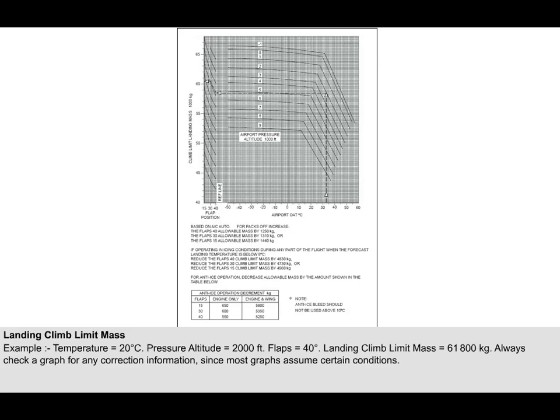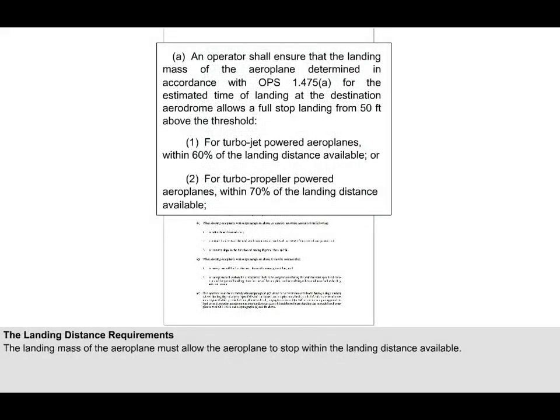But remember, not all Class A aeroplanes have graphs that look like this, so be sure to familiarize yourself with the performance data of the aeroplane type you fly. Having discussed the landing climb requirements, let us now turn to the landing distance requirements. EU OPS 1 states that an operator must ensure that the landing mass of the aeroplane allows a full stop landing from 50 feet above the threshold, within 60% of the landing distance available for turbojets, and within 70% of the landing distance available for turboprops.